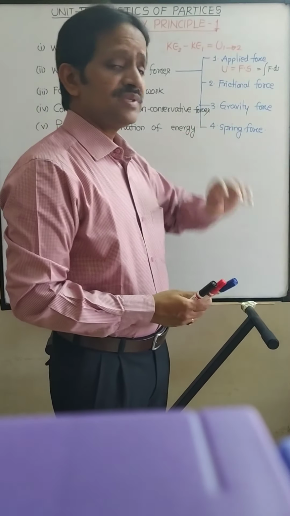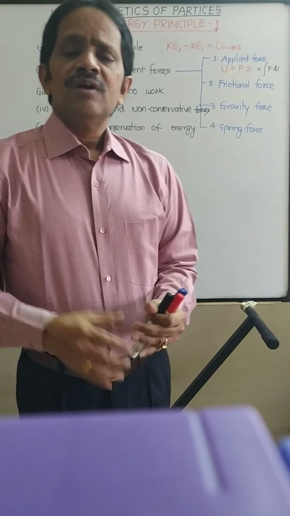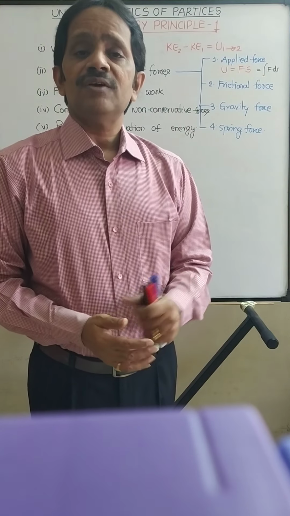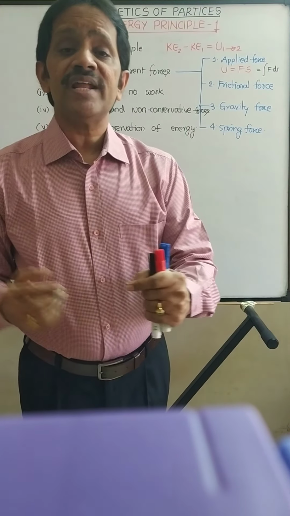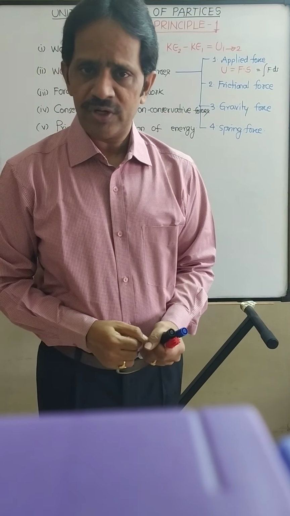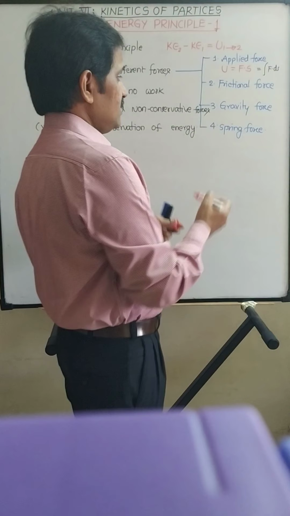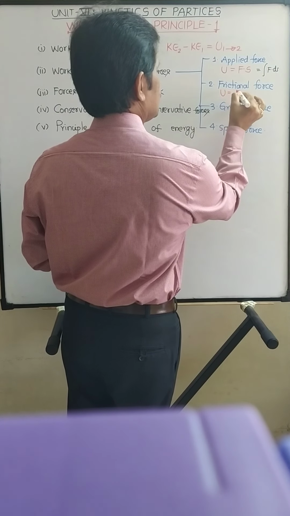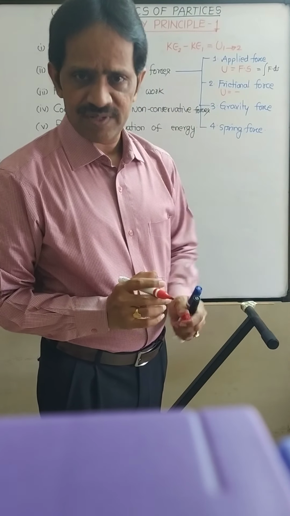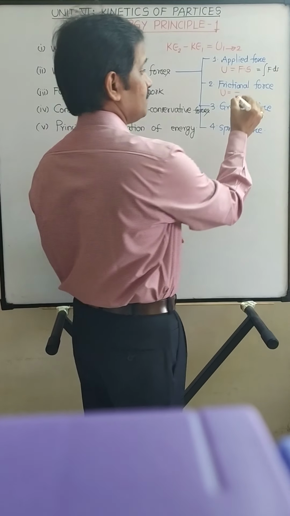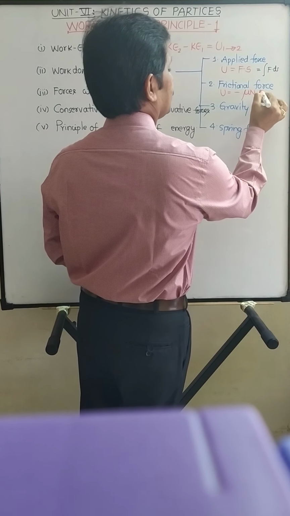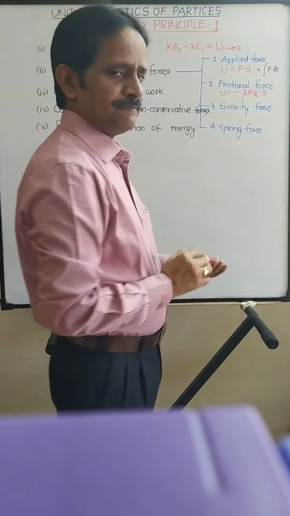Now work done by friction force. Work done by friction force is always negative because the friction force will act in the opposite direction of displacement of the body, in the opposite direction of motion of the body. So work done by the friction force is given as minus the magnitude of friction force into the displacement. So what is the magnitude of friction force? Coefficient of friction into normal reaction into the displacement.